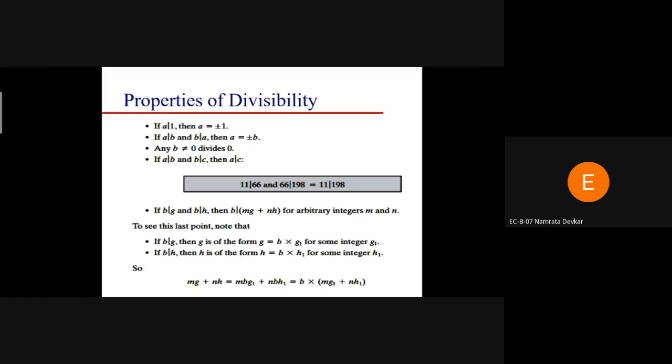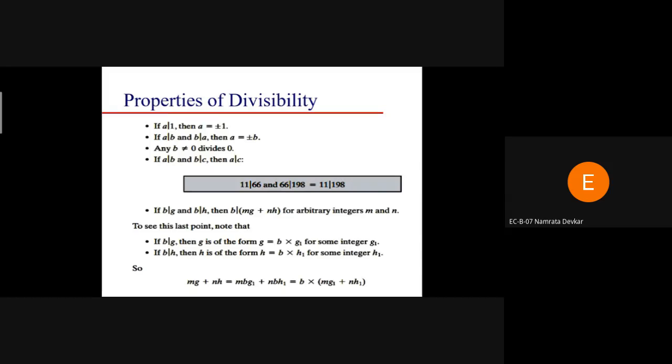Based on this property, we can conclude about our integers: how the integers can be the same or how they can be different. Here we can take two examples: 11 and 66, so 66 divided by 11 and 198 divided by 66. If we take these two examples, can 66 be divided by 11? Yes. Can 66 be divided by 11? Yes, sir.